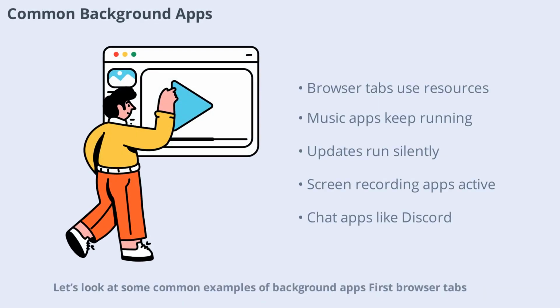Let's look at some common examples of background apps. First, browser tabs. Even if you minimize your browser, those tabs are still using resources. Music apps like Spotify or iTunes keep playing songs and using your CPU and RAM. Updates such as Windows or software updates can run silently and slow things down. Screen recording apps and chat apps like Discord are also often running in the background. All these can add up and affect your gaming.